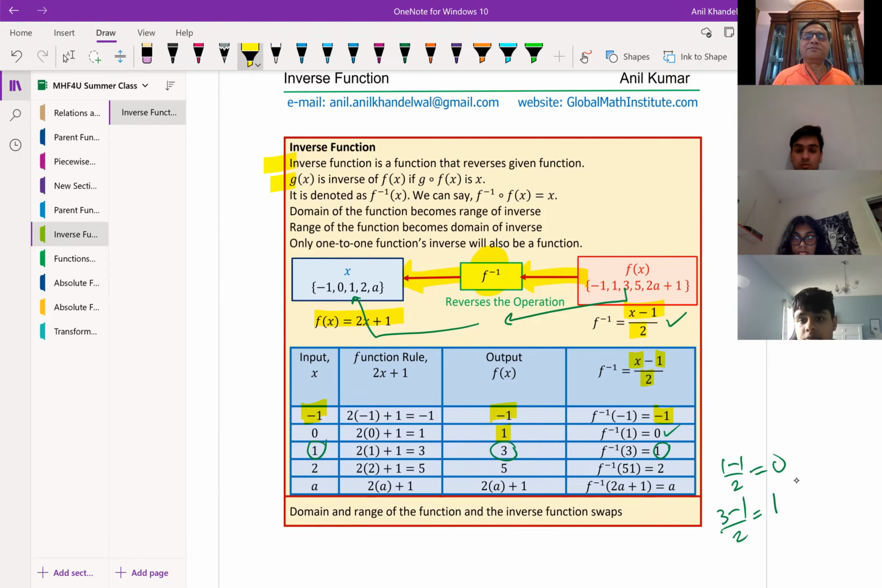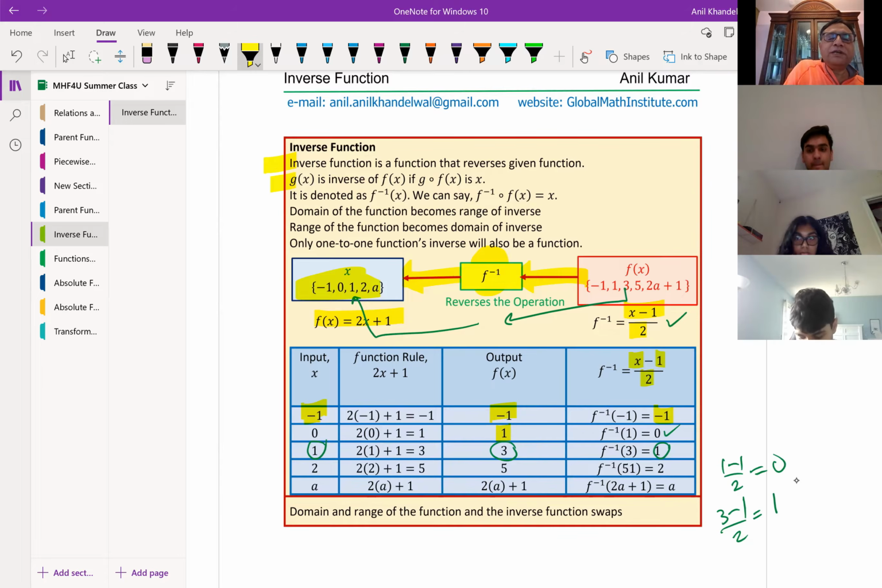Domain of the function becomes range of the inverse. The range of the function becomes domain of the inverse. Only one-to-one functions' inverse would also be a function. Okay, that makes sense. Did you understand all these points? So earlier, this was the domain, right? For the inverse, that becomes the range. They swap. So inverse will actually do this swap operation. Earlier domain becomes range for the inverse of the function, and earlier range becomes the domain of the inverse function. Is this clear to you?